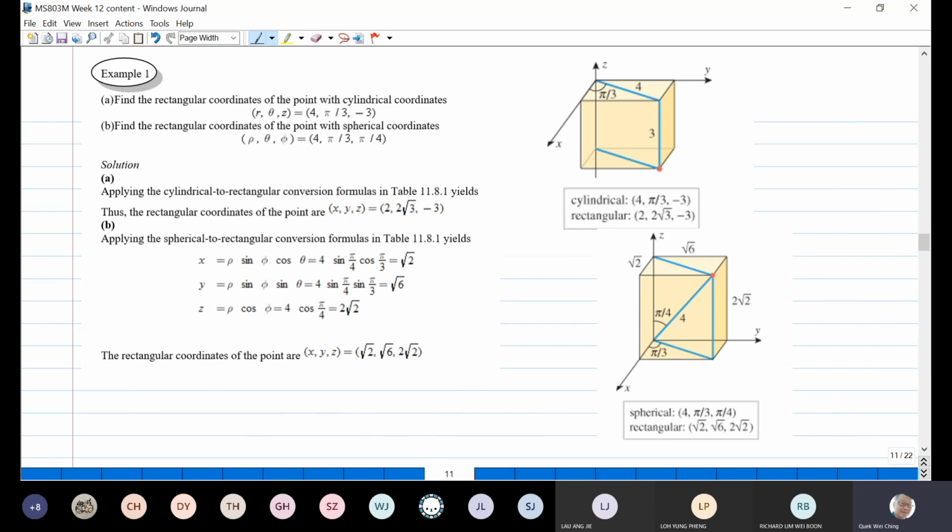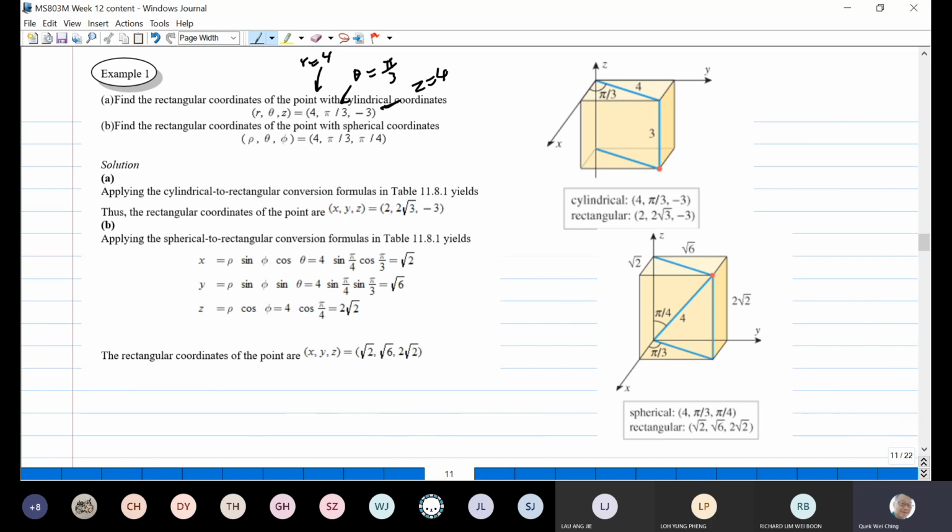So example, first one: find the rectangular coordinate given a cylindrical coordinate. So what we mean is r, theta, z now. So this r here, r is 4. It's quite obvious here. So I have r equal to 4 now. And this is pi over 3, which is theta. And this is z here.